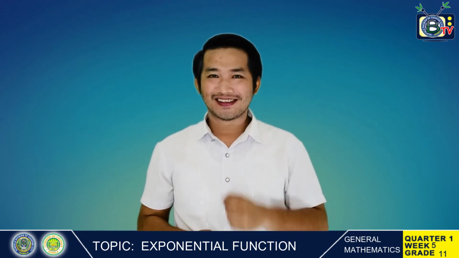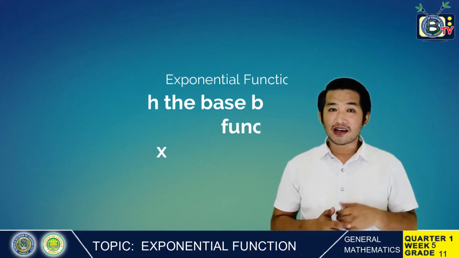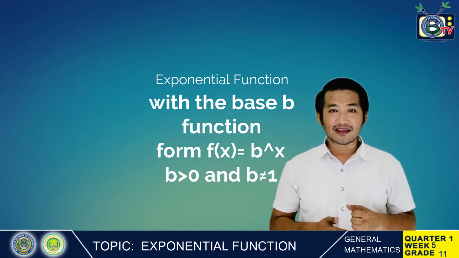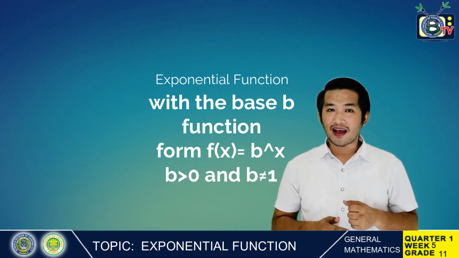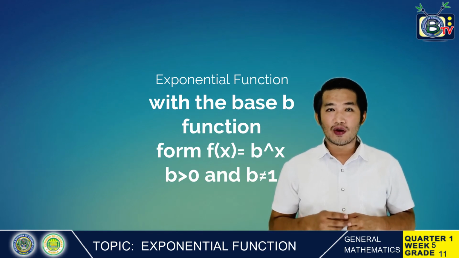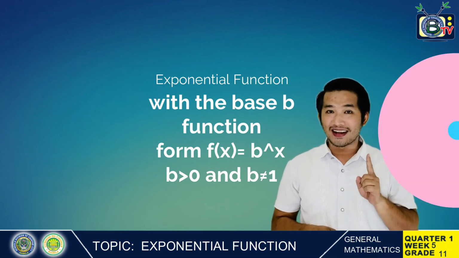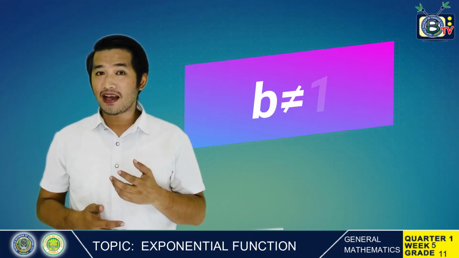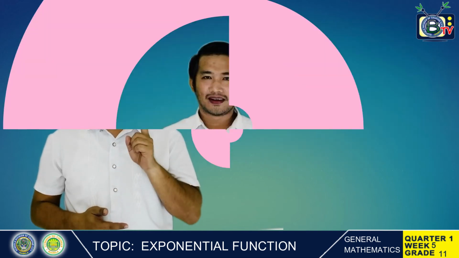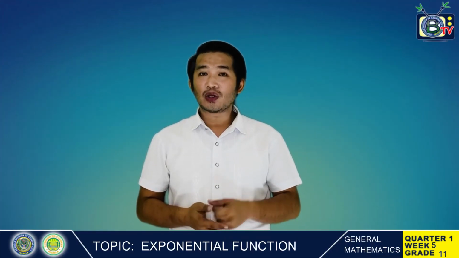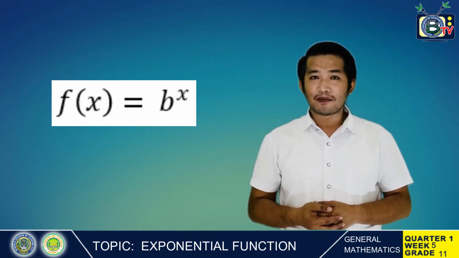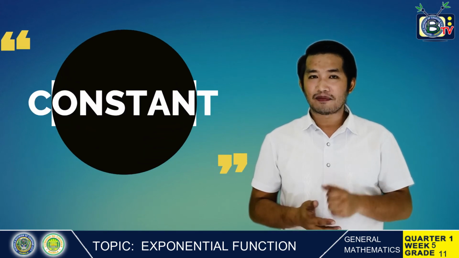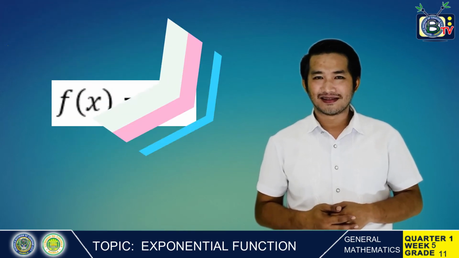Let us start our discussion by definition. Are you ready? An exponential function with a base b is a function in the form of f of x is equal to b raised to x, where b is greater than 0 and b is not equal to 1. Why is it that the base must not be equal to 1? Because if it's equal to 1 and you will substitute any number to the exponent x, it will be still 1. And that makes the function constant.